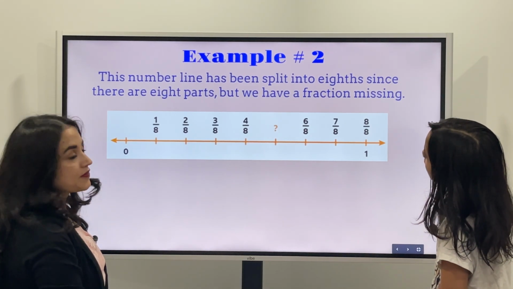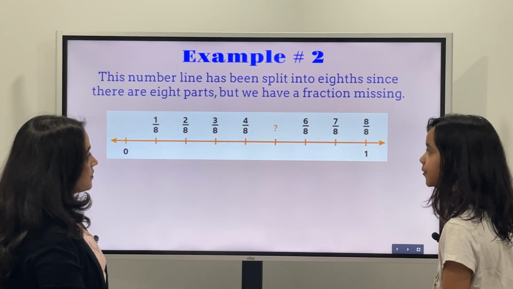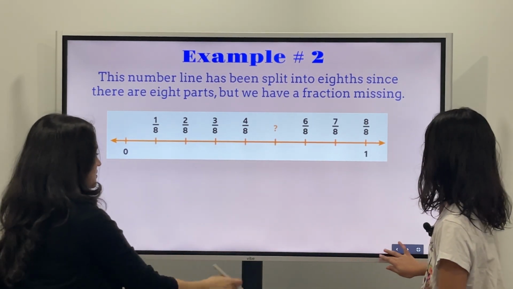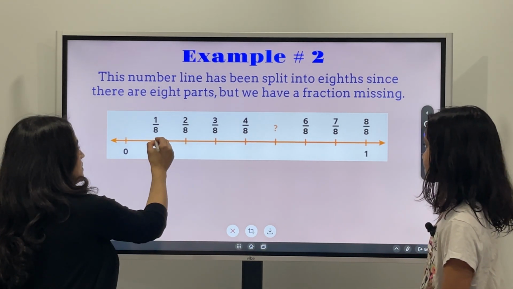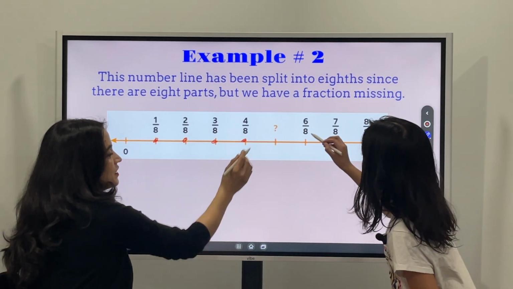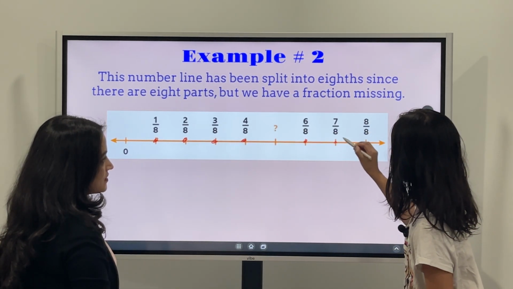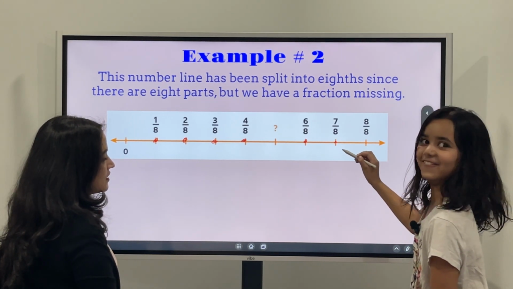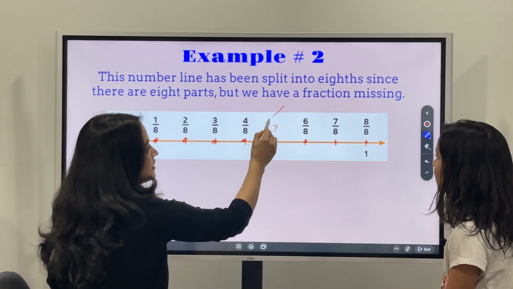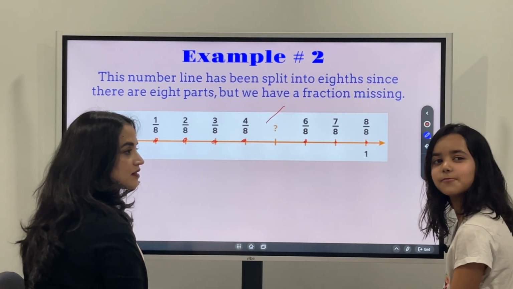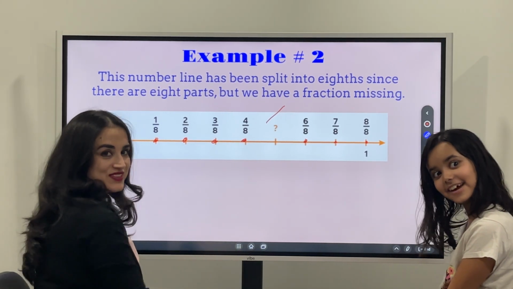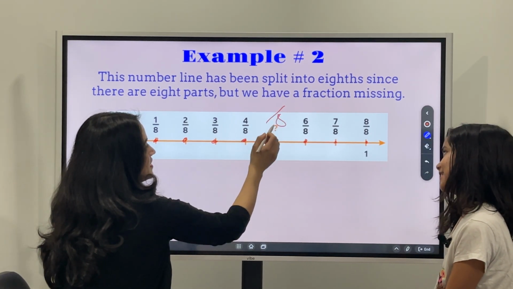I think it says 1, then 2, then 3. This is the numerator. So this is then 1, 2, 3, 4, 5, 6, 7, 8. What do you think the denominator is here? No, the denominator. Remember what I asked you? 8. Yes, that would be an 8, because it's 8 parts.